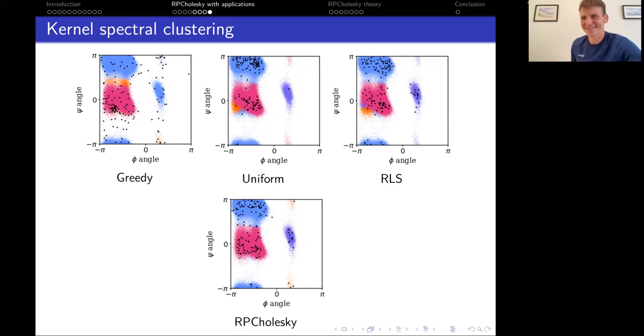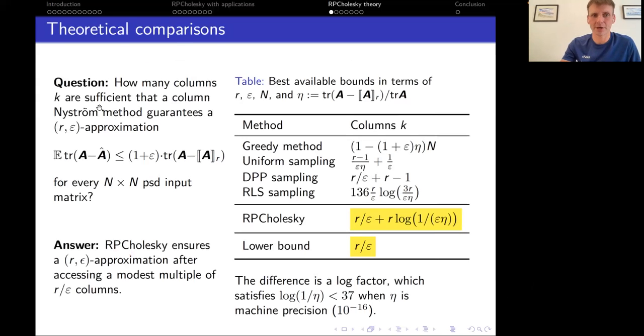Okay. All right, this is the part that I'm really stoked to give this audience in particular, because the mathematical analysis was, for me at least, a fun experience where I learned a lot, and I found the results to be very satisfying. So the question I ask is how many columns k are sufficient that a column Nystrom method guarantees a rank R epsilon approximation, which means you're nearly as good as the best rank R approximation up to a 1 plus epsilon fudge factor for every single n by n PSD input matrix.